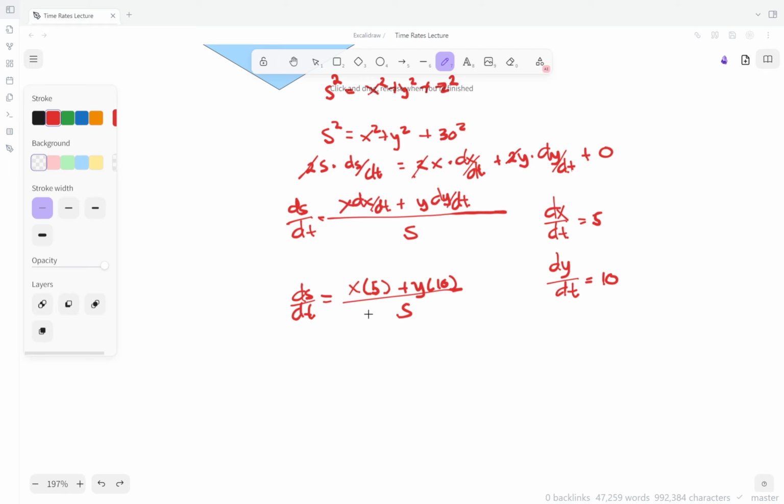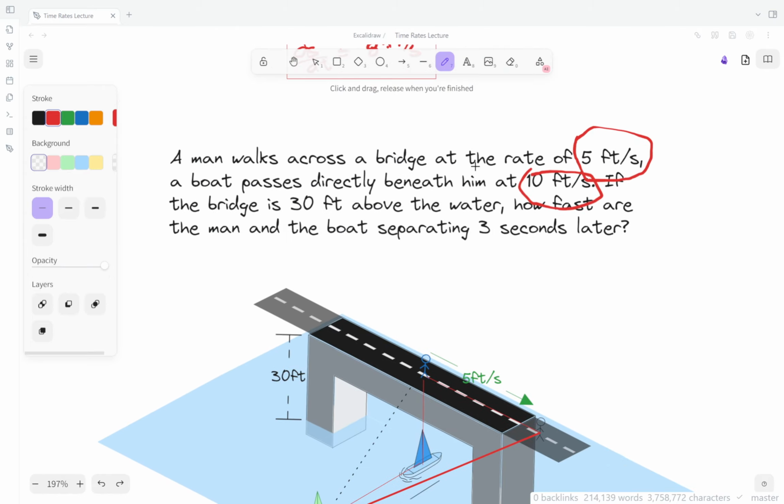Okay, now next. The next thing we should know is what's the value of x, what's the value of y, and so what's the value of s. How do you find x, y, and s? Well, remember that the rate you're going to measure is after 3 seconds. According to the problem, we're measuring after 3 seconds.